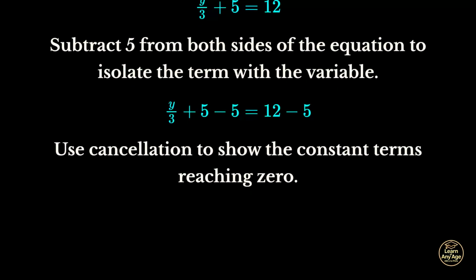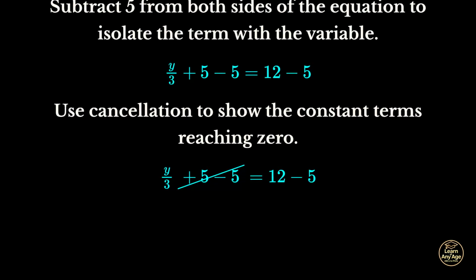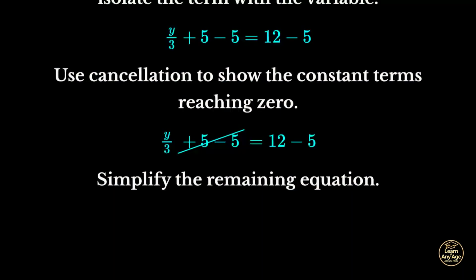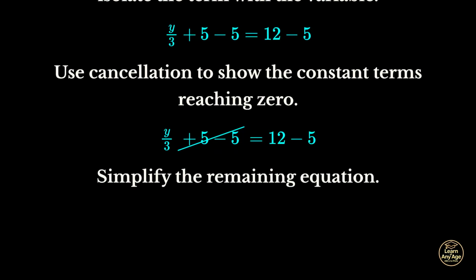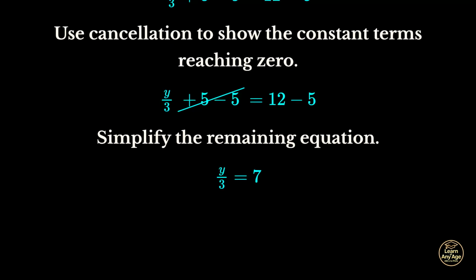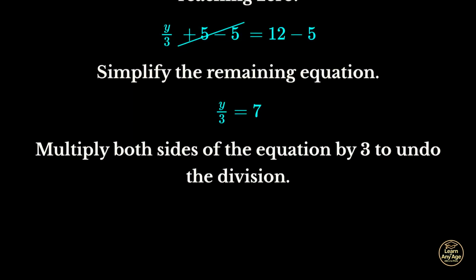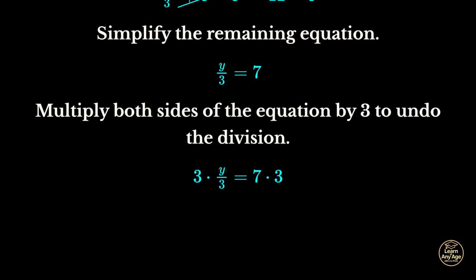Use cancellation to show the constant terms reaching 0. y over 3 plus 5 minus 5 cancels out, equals 12 minus 5. Simplify the remaining equation. y over 3 equals 7. Multiply both sides of the equation by 3 to undo the division. 3 times y over 3 equals 7 times 3.